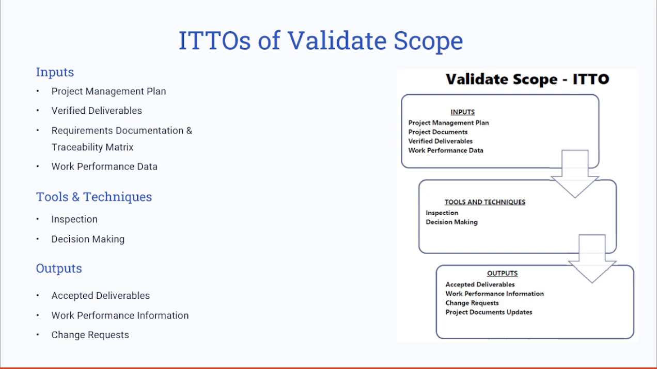And the outputs here are the accepted deliverables, which are formally signed off by the stakeholders. Think of a list of all of these requested deliverables where you obtain a formal sign off by all of these stakeholders on delivering these deliverables. Also, you have the work performance information as an output, which you can think of as reports on acceptance or rejection rates.